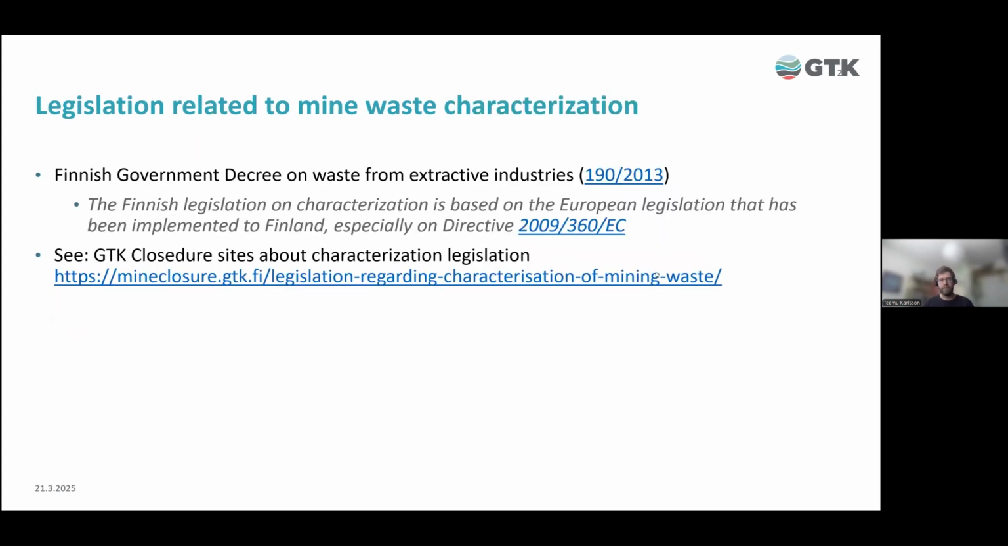If you want to see this Finnish government decree on extractive waste more thoroughly, here are some links, but I'm not going through it in more detail.